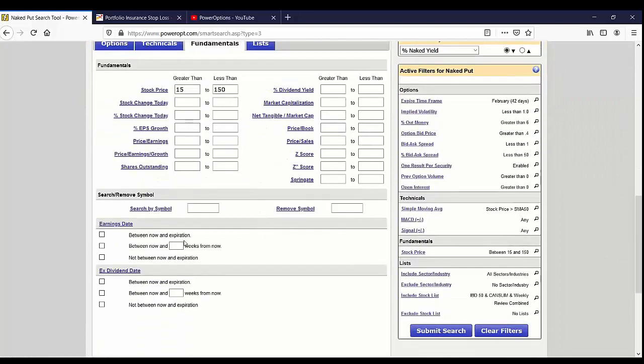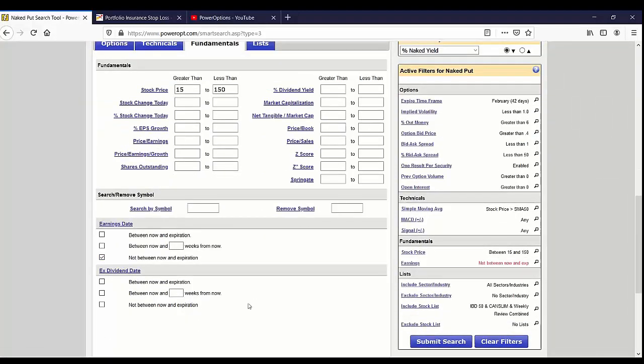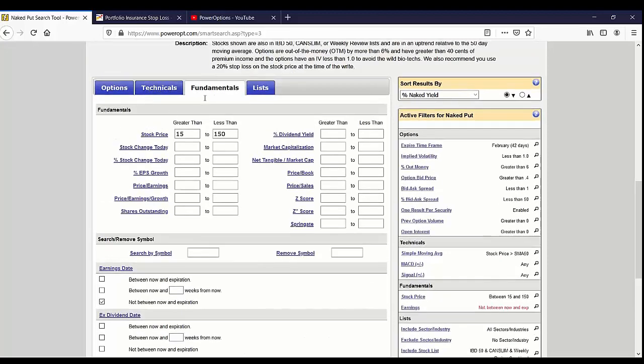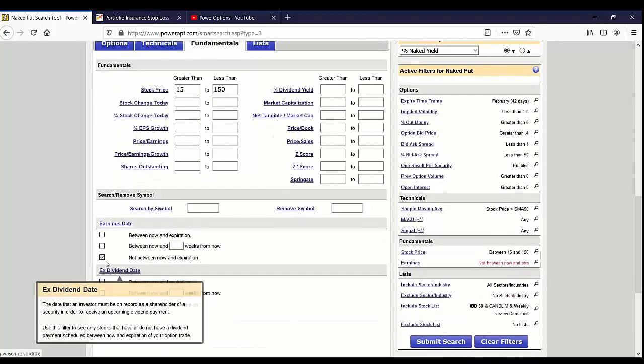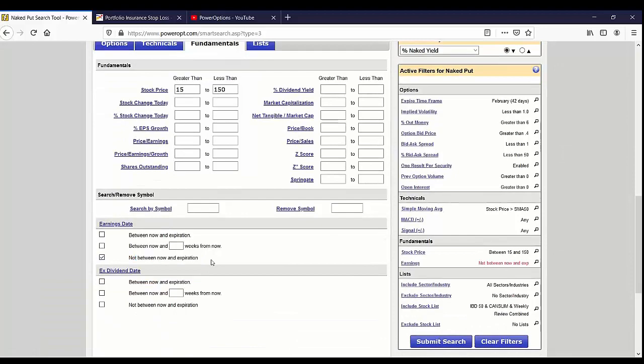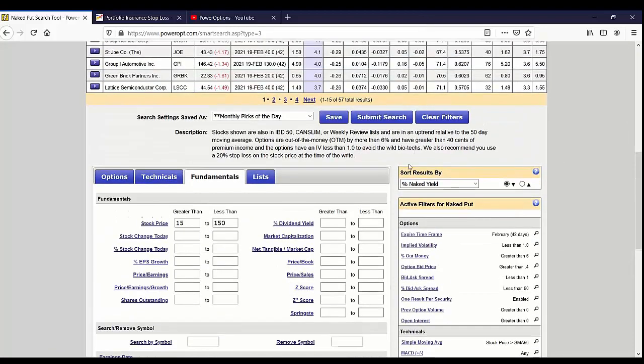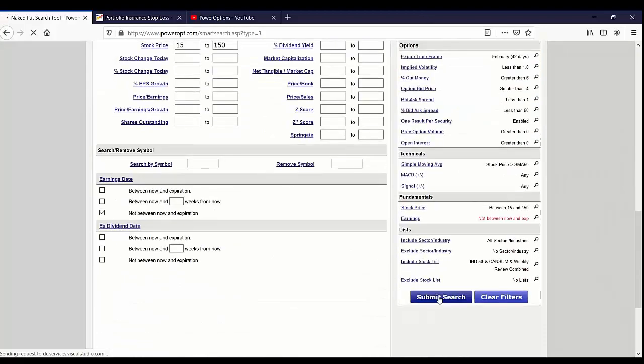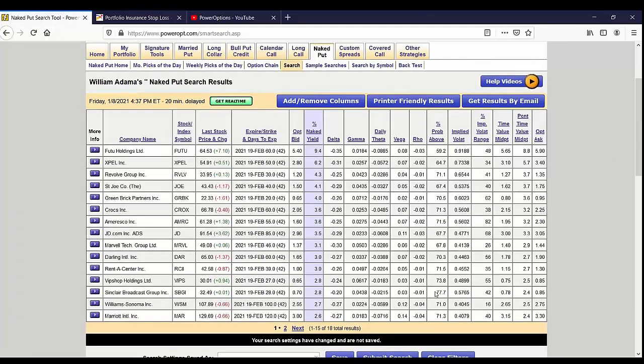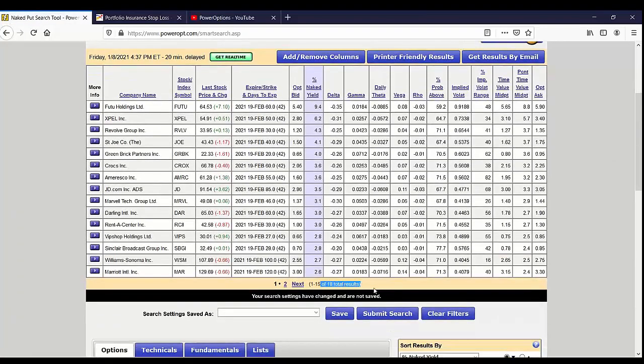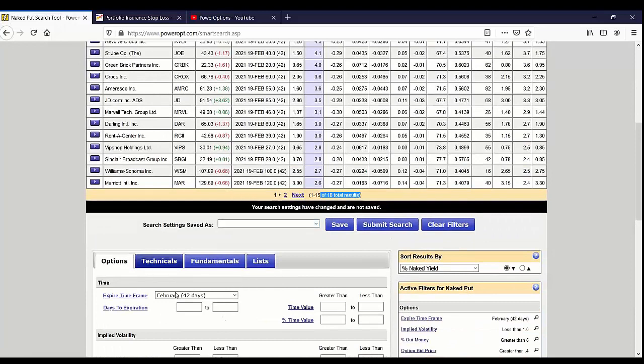I'm going to go to fundamentals. We're just going to check not between now and expiration. Okay, so in the fundamentals, we have earnings date and ex-dividend date. We're checking not between now and expiration for the earnings date. Remember, we had 57 total results for naked put default screen. This took it down to 18 because we're in that earnings cycle and also because we're looking to February, which is 42 days away. Now, you're screening against your list in this naked put screen, Robert.